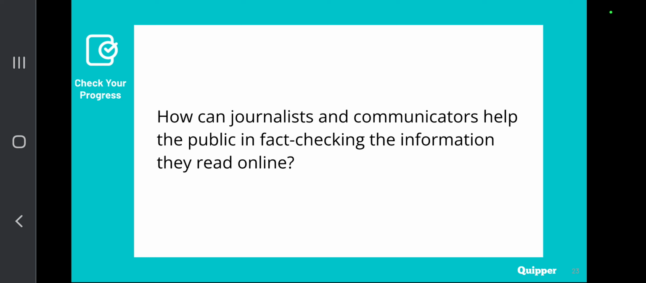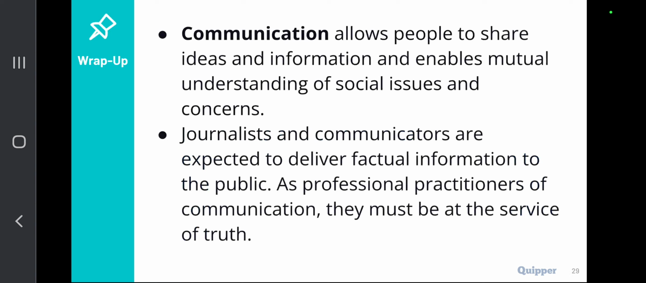Now, with that being said, let's try to wrap up our discussion with these points that we need to ponder. Let's take note that communication allows people to share ideas and information, and this enables mutual understanding of social issues and concerns. That's very important that we need to highlight. Muna siya'y purpose sa communication. Now, another point that we need to consider is that journalists and communicators are expected to deliver factual information to the public. As professional practitioners of communication, they must be at the service of truth. That's a given. They must be at the service of truth.